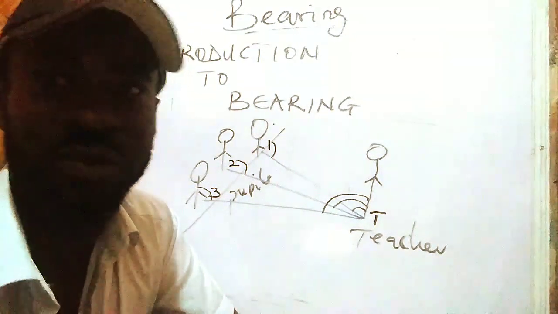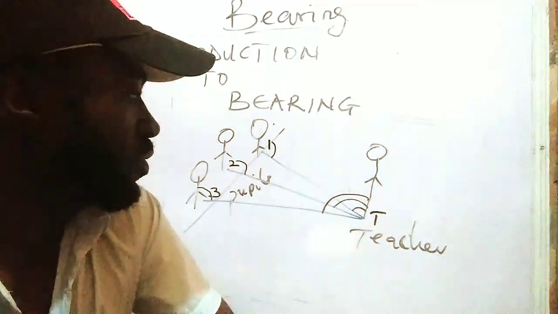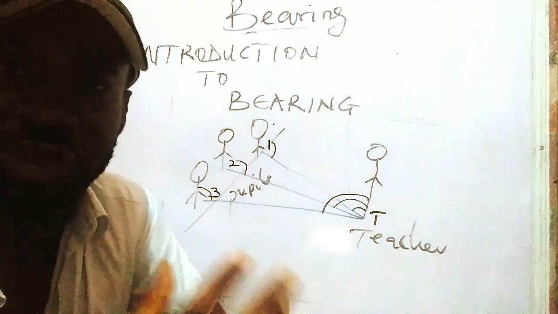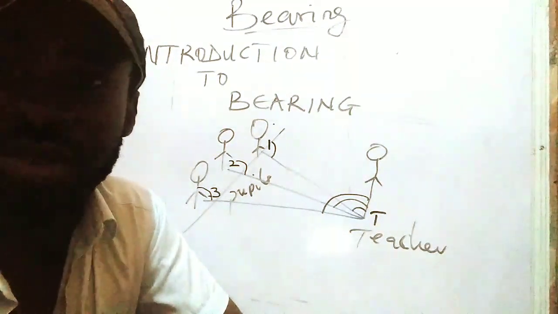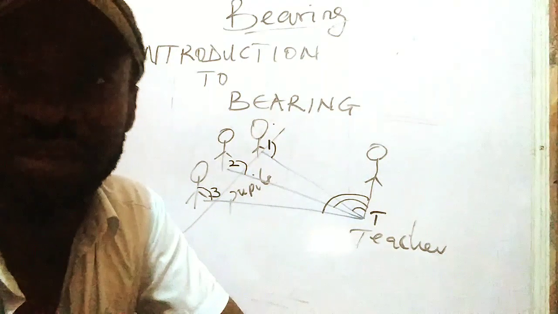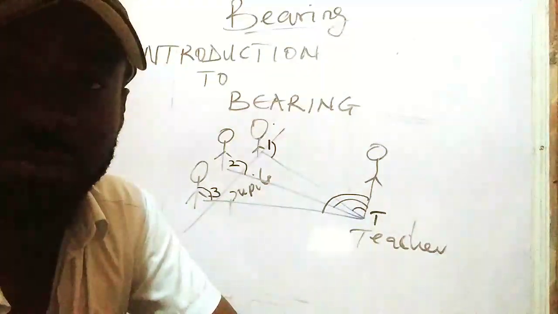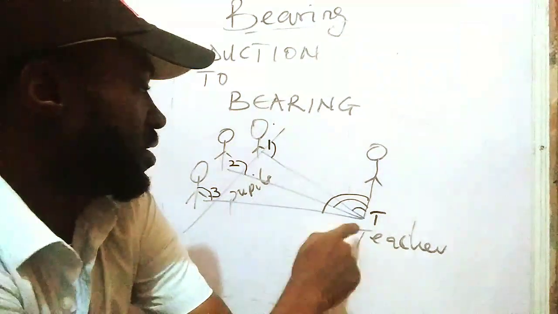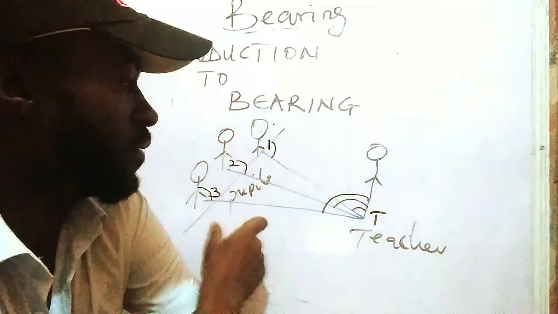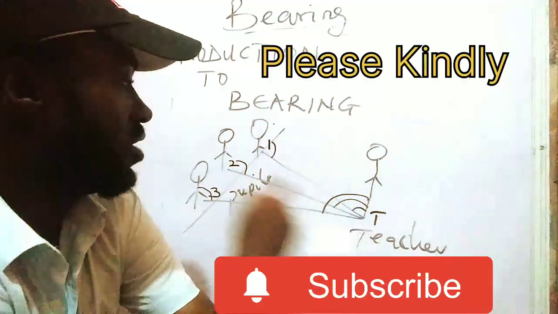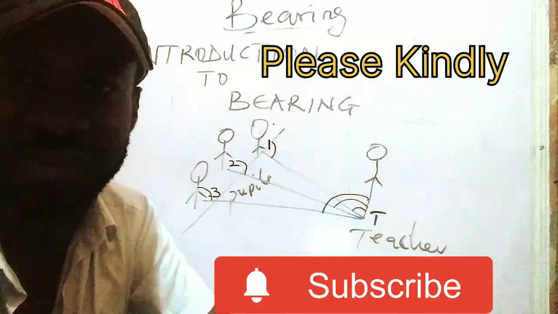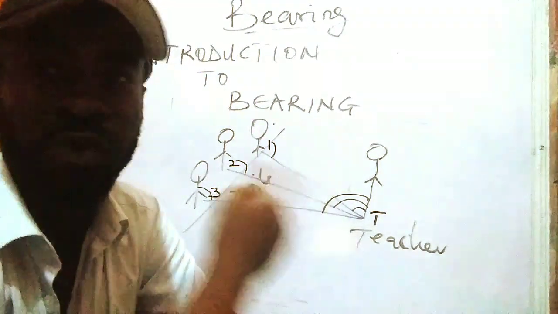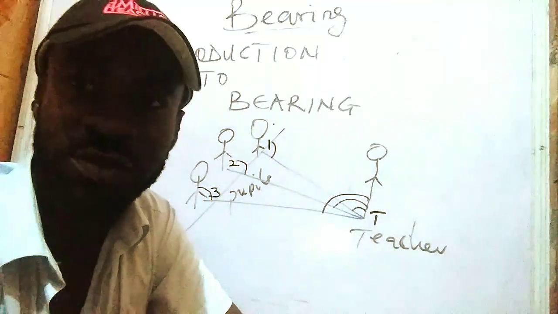At least with this diagram we're able to have a kind of picture of what bearing is all about. You see, most students think that bearing is same thing as distance. No, bearing is not the same thing as distance. Distance is just simply the length between 2 points. Okay, that space between this teacher and these pupils, that's the distance. The bearing talks more about the angle from one position to the other.